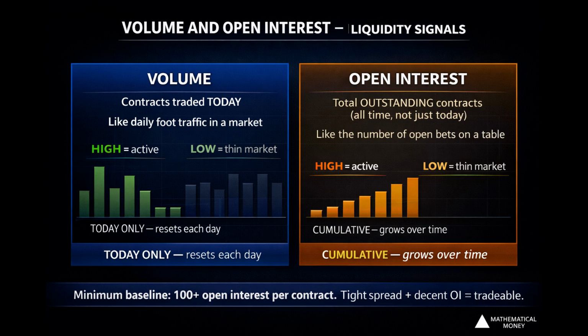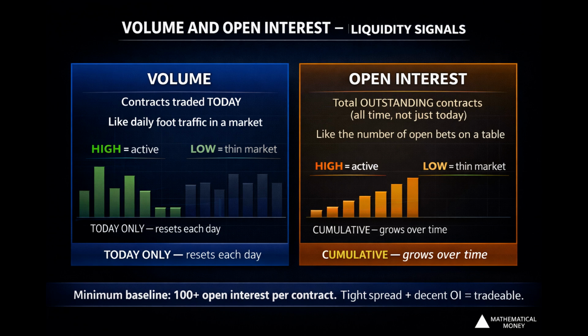Volume is today's activity. How many contracts have changed hands since market open? High volume on a specific strike tells you there is strong interest in that contract today. It could be directional bets, hedges, or institutional positioning. Open interest is the cumulative total of all outstanding contracts that have not been closed or exercised. It builds over time. High open interest at a specific strike is significant. It suggests that a large number of participants have positioned around that level, which can act as a support or resistance reference for the underlying stock.